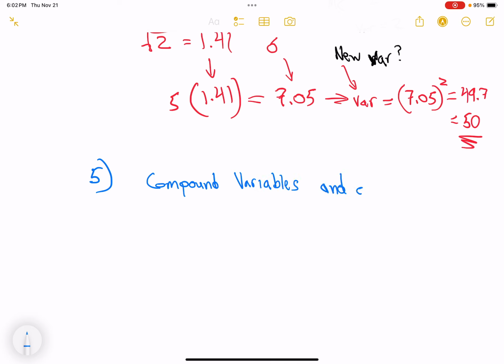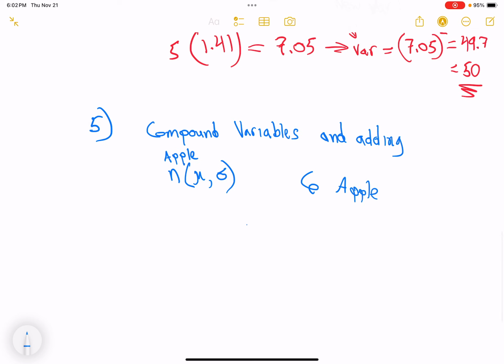And adding, which is essentially the same, but compounding is when we have a distribution, right? A normally distributed situation with a mean and a standard deviation for a thing, like an apple. We often do fruits and veggies for reasons unknown. And then I'm like, what about 6 apples? For the mean, it's easy. We just take the mean for 1 apple and multiply it by 6.